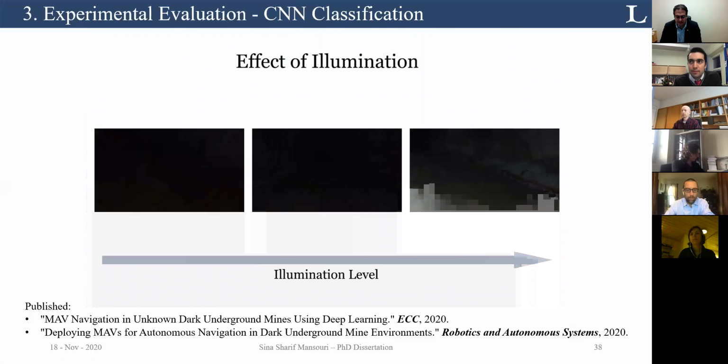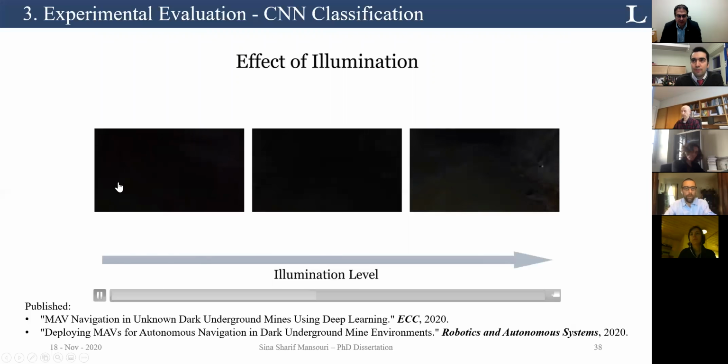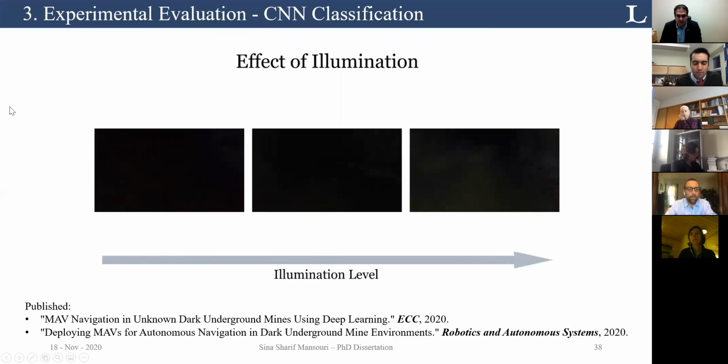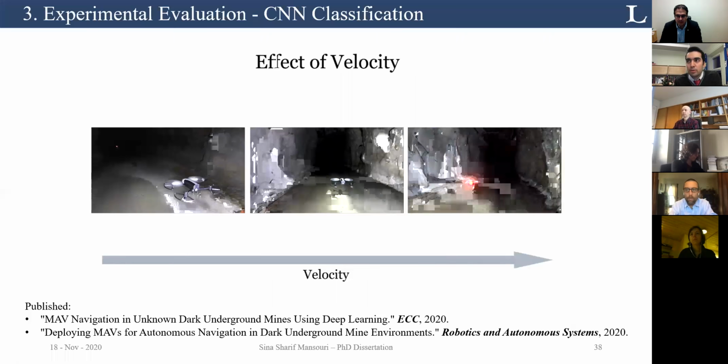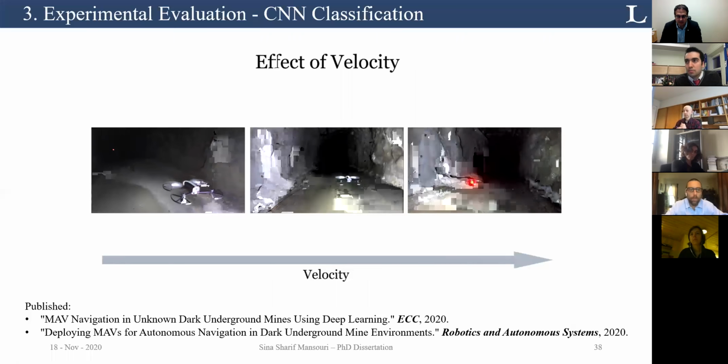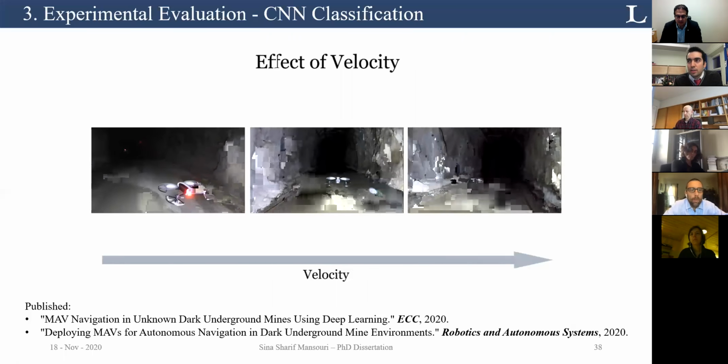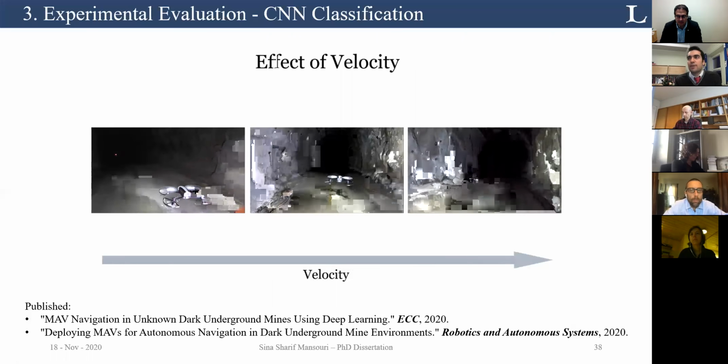Also, we evaluated with different levels of illumination. For example, these two left ones are quite identical to our eyes, but they give enough information for the CNN to provide the correct heading commands. And also, we evaluated the method with different velocities of the platform from 0.2 meter per second to 1.2 meter per second, just to be sure that the method is fast enough.